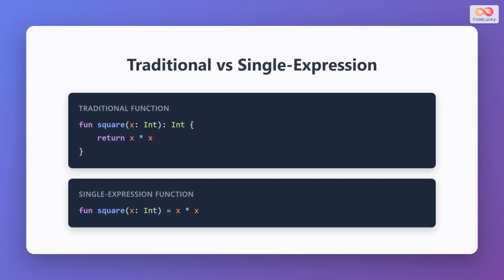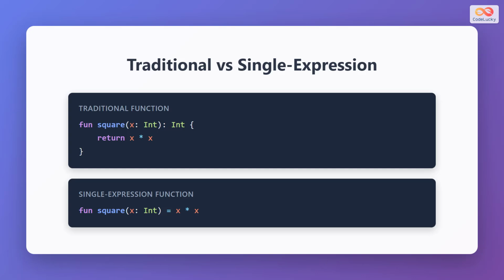Let's compare the traditional function syntax with single expression syntax. In traditional syntax, you write function square that takes an integer x and returns an integer. Inside curly braces, you use the return keyword followed by x multiplied by x.